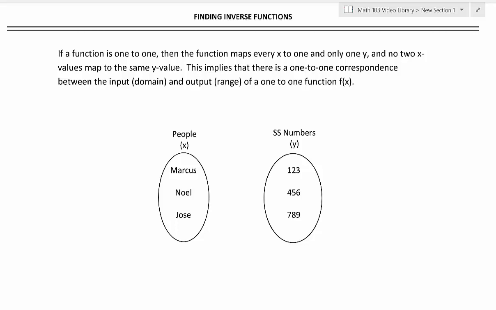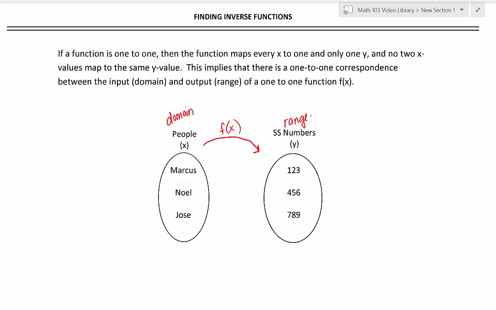An example of a one-to-one function are people and their social security numbers. So our function f of x maps people to their social security numbers. People is the input or the domain values of our function f of x, and social security numbers is the range values of our function f of x.